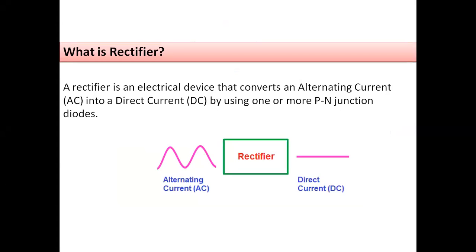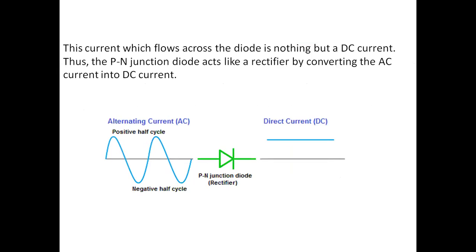A rectifier is an electrical device that converts alternating current to direct current. It is made up of PN junction diodes and is used in converting alternating current to direct current. The current which flows across the diode is a direct current. The PN junction diode acts like a rectifier and is used to convert AC to DC.